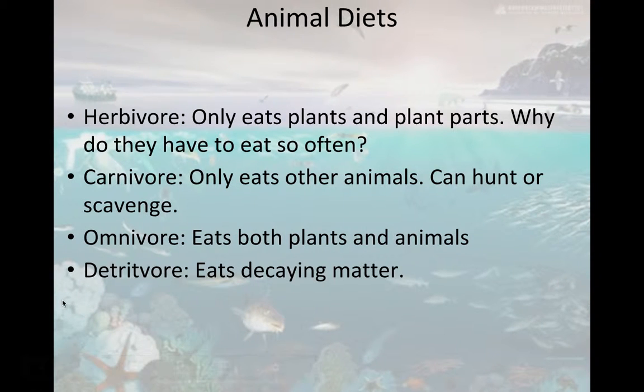All right, this is something that should really be reviewed for you. You should have learned this when you were younger. So, animal diets. If I'm an herbivore, I like herbs. So, there's my clue right there. And I only eat plants and plant parts.